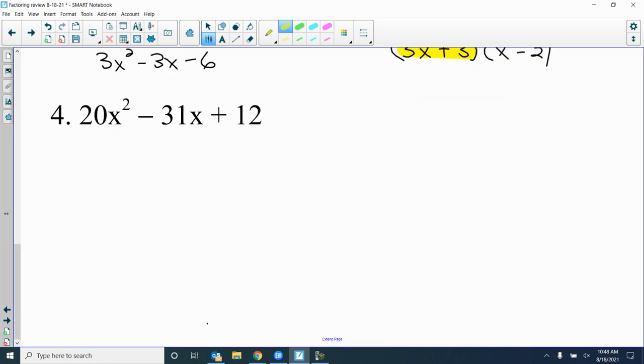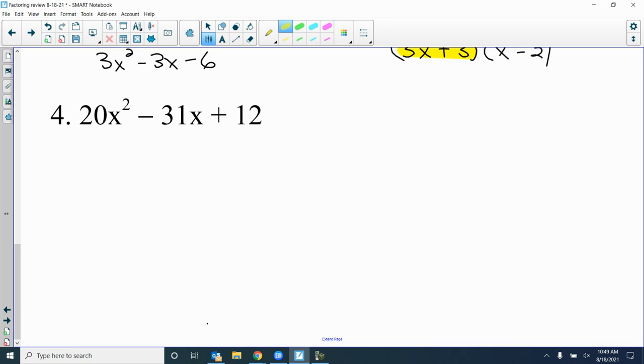Last one of this type: 20x squared minus 31x plus 12. I want you to look at it and write it down. I want somebody to tell me why this one is considerably harder than the others. First of all, is there a GCF? No. Because there's more than one way to get to 20. That's a big thing.